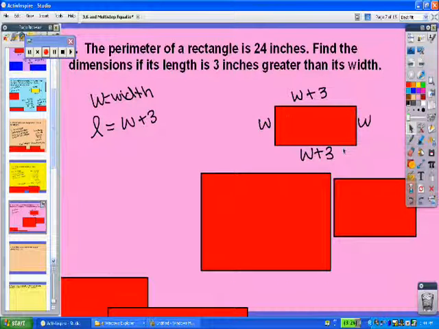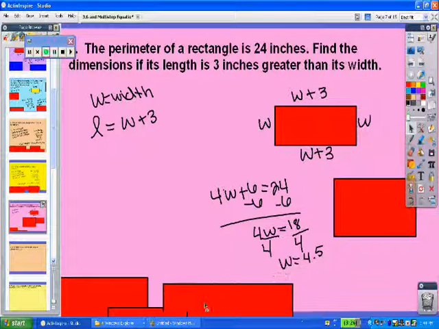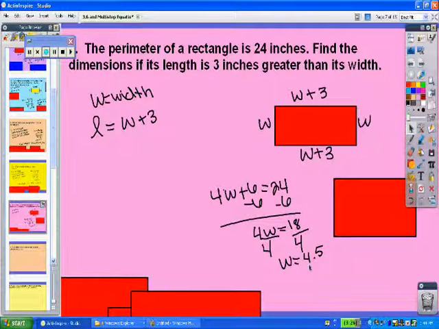So when I add this all together and set it equal to my perimeter, my equation would look like this. 4W plus 6 equals 24. Subtract 6, divide by 4. I did get a decimal. I did get an answer of 4.5.